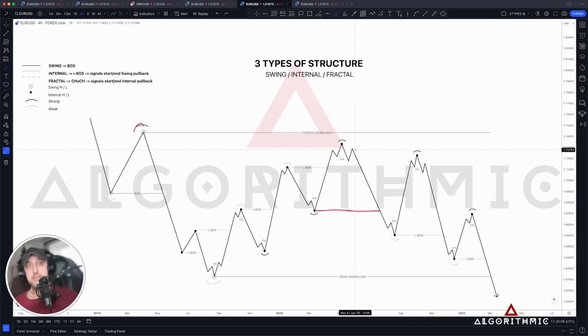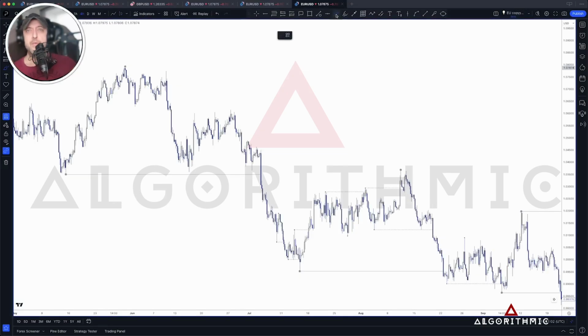So hopefully this will start to make sense, and watch this as many times as you need. We're just going to give some examples on the chart, right? All right, so a few simple examples of swing structure.